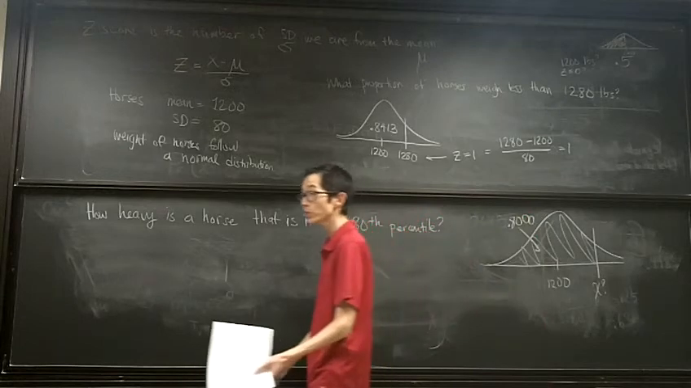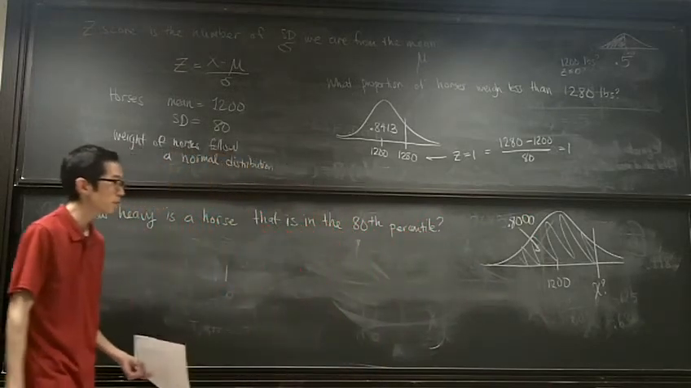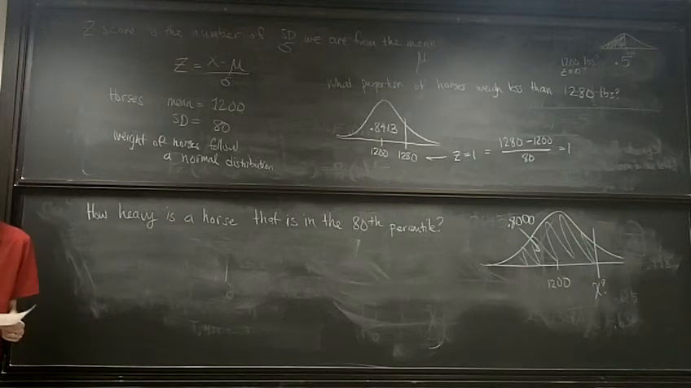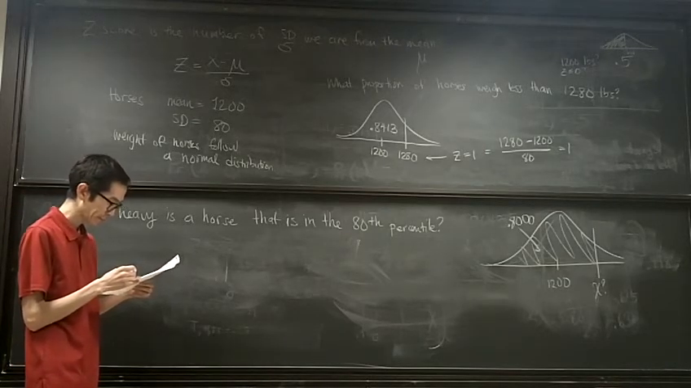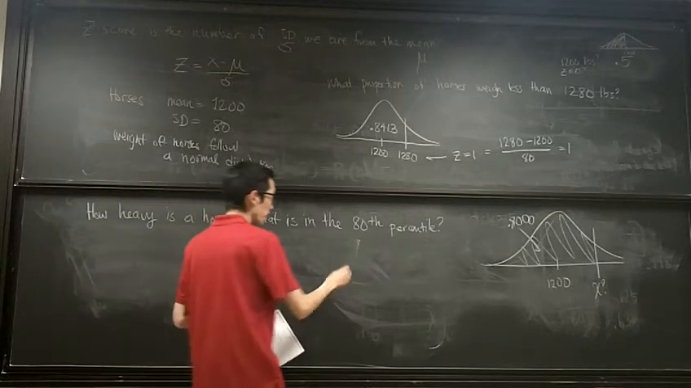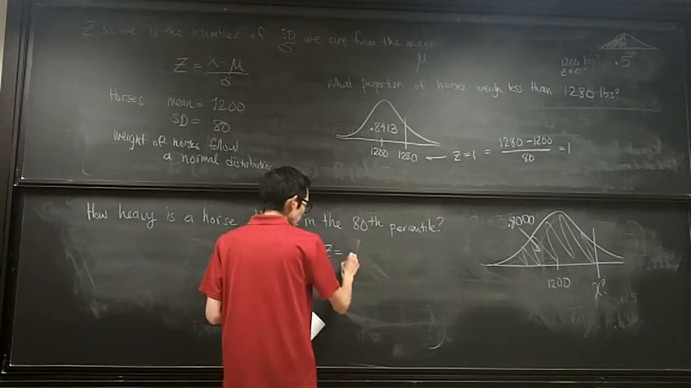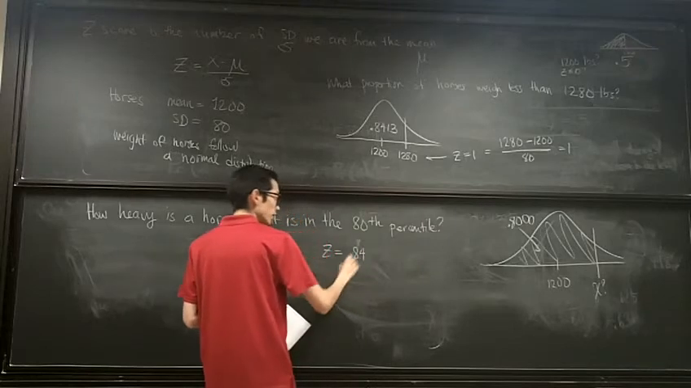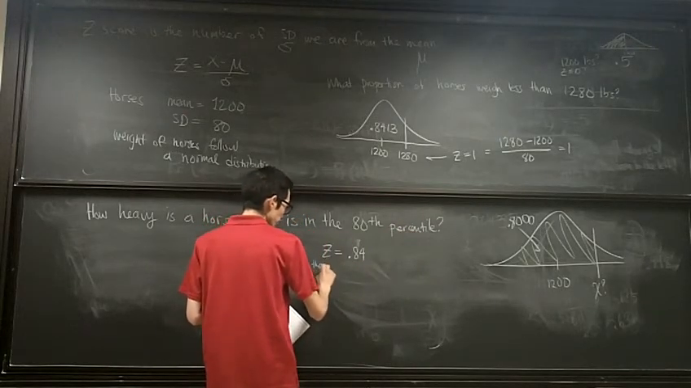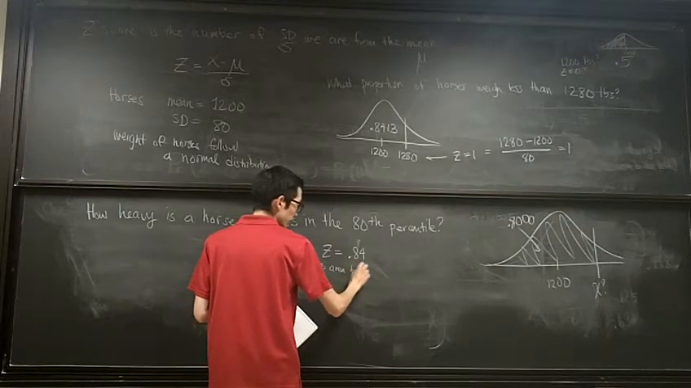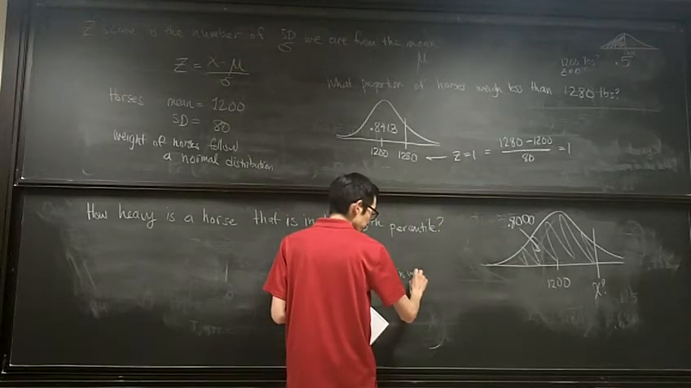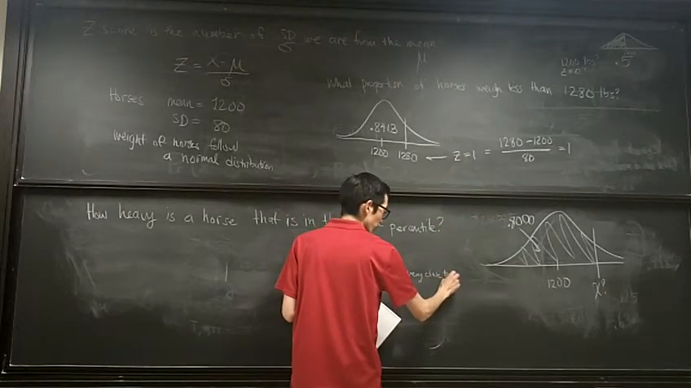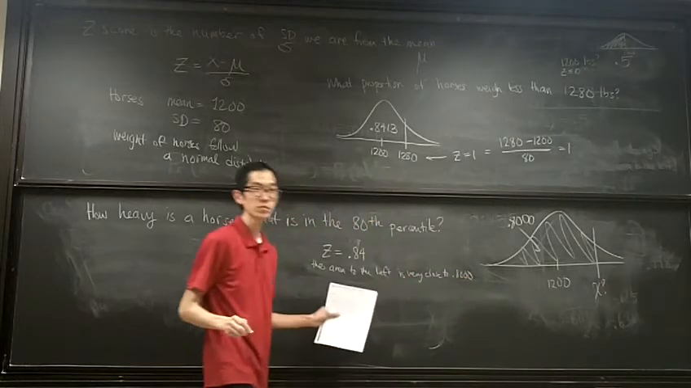So first off, the very first thing I have to do is find the z that gives me 80%. So what is that z? When z equals 0.84, the area to the left is very close to 0.800. It's 0.7995. Is everyone okay with that?